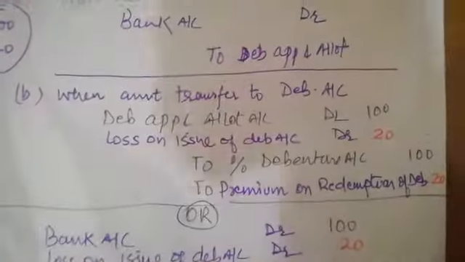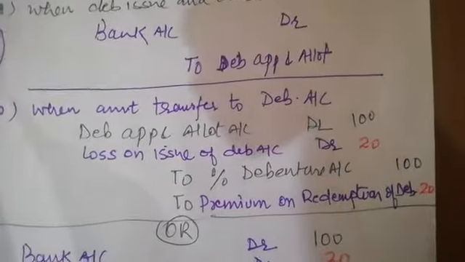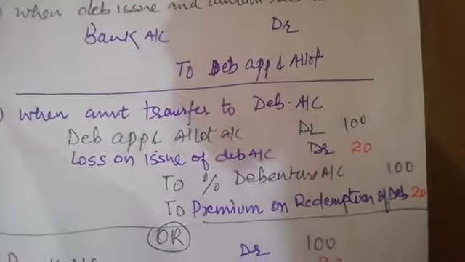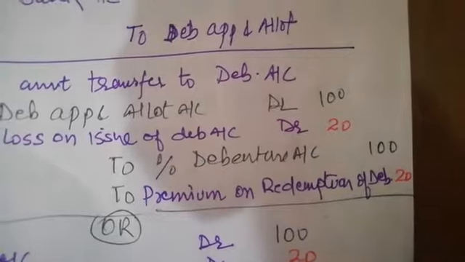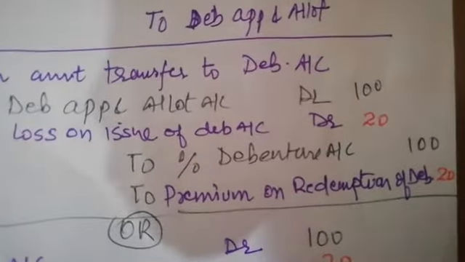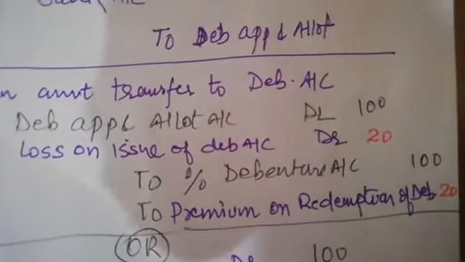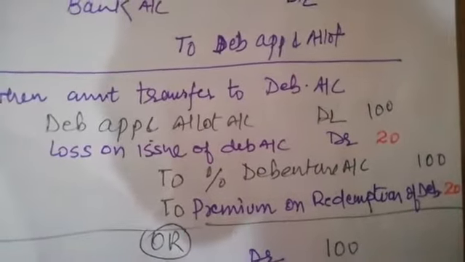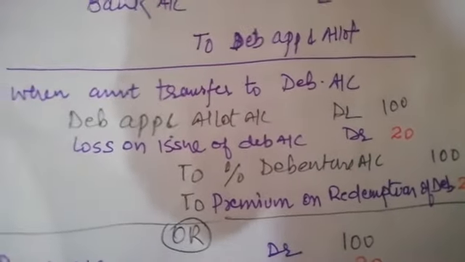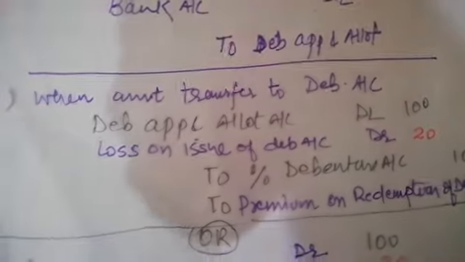So the entry is: Debenture Application and Allotment Account debit, Loss on Issue of Debentures Account debit, to Debentures Account, to Premium on Redemption of Debentures Account. You see the amounts are also written in different inks, so you can clarify easily.